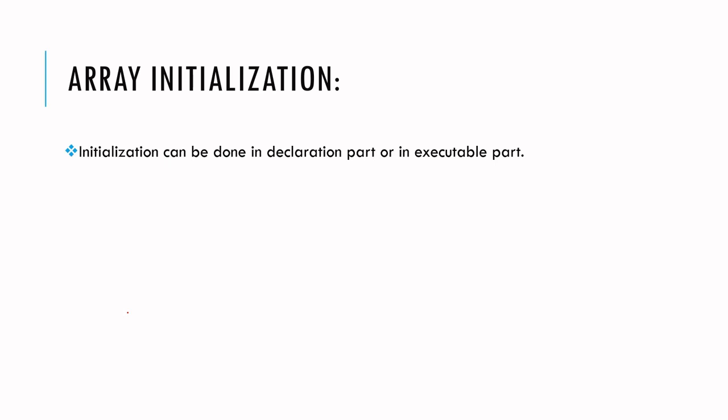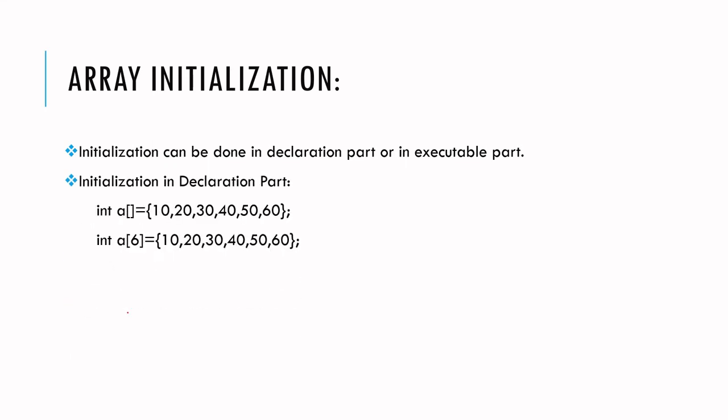Next is how to initialize an array. Initializing an array means we are going to assign some values to the cells of an array. It can be done in two places. One is in the declaration part, and the other is in the executable part. The first method is how to initialize an array in the declaration part.